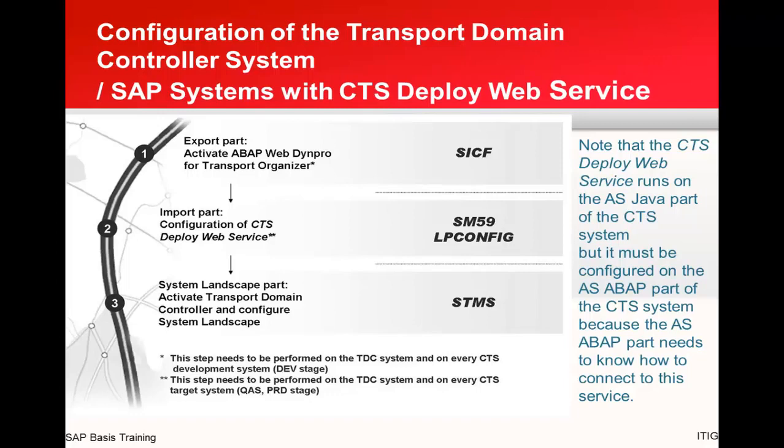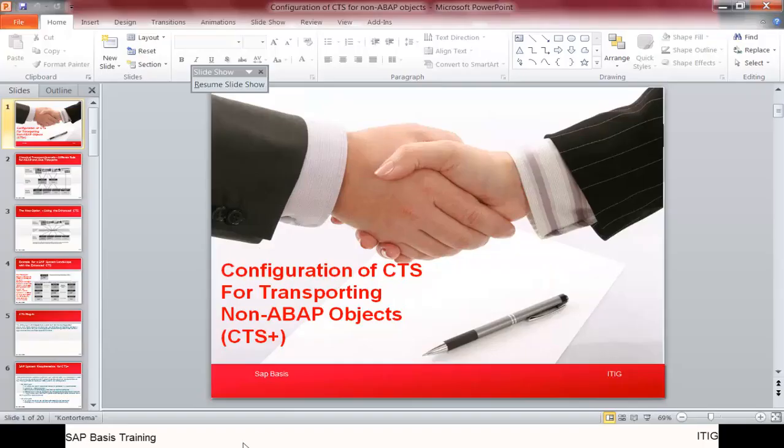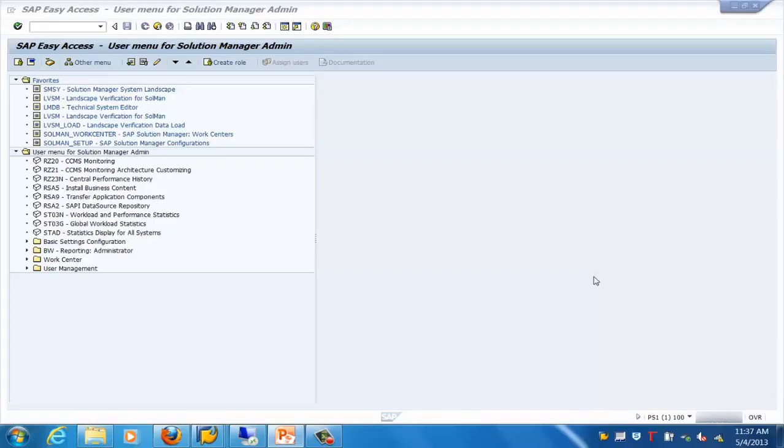So as a step 1, what is required is SICF, that is export part, activate ABAP WebDynpro for transport organizer. That is the first step. So what is that service? Let's go to the system to see that particular service.